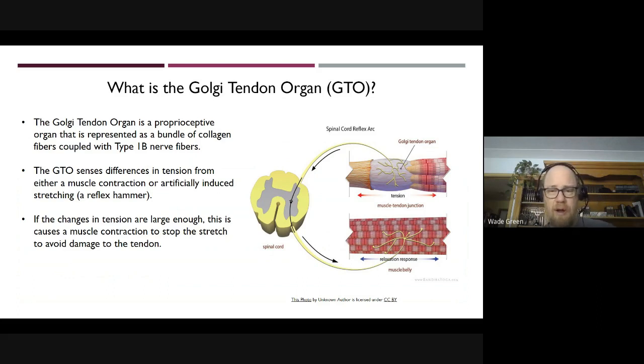Now, within each tendon there is essentially a Golgi tendon organ. There are several Golgi tendon organs inside of each tendon. It's a proprioceptive organ, essentially a bundle of collagen that's innervated by a type 1B nerve fiber. Okay, and that's a sensory fiber. So the job of the GTO is to sense differences in tension.